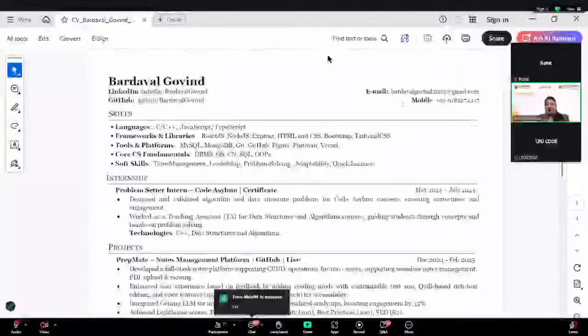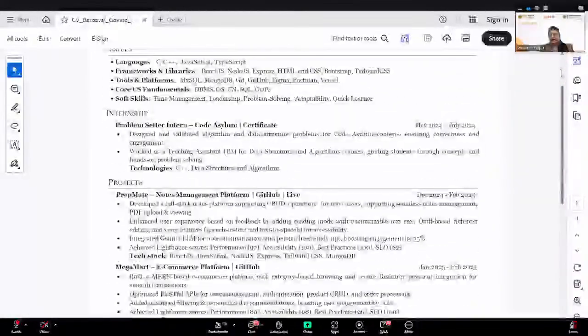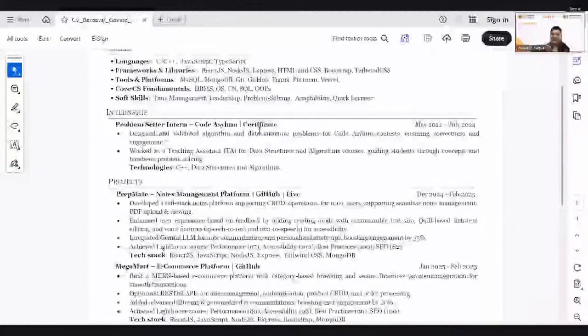So for you all, even if I talk about any information that you're giving to me, whether it's your projects or your experience, please attach your experience certificate. So you're going to write down the word certificate, which you're going to hyperlink with your actual certificate. Same goes for the GitHub also.